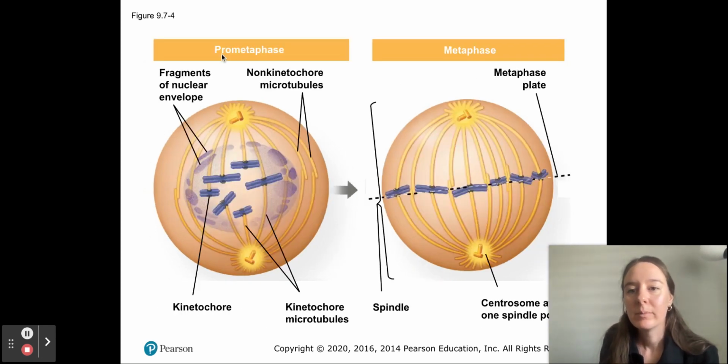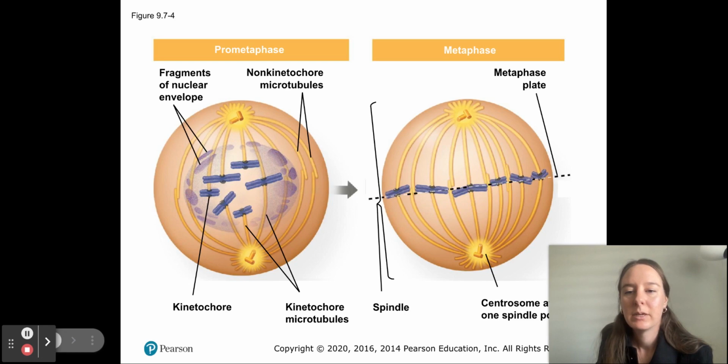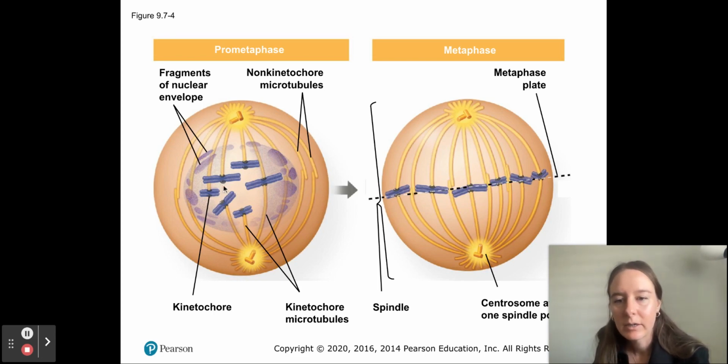Okay, prometaphase. Pro means before, so it's like right before metaphase. What happens? Well, first, here we had our nuclear envelope. Notice that it has dissolved. So it has actually disappeared. We're getting rid of our nucleus, and it's being dissolved. We still have our condensed chromosomes. Now, our spindle fibers are going to be latching on here to our sister chromatids at a very specific place.